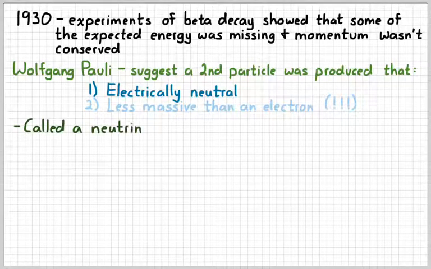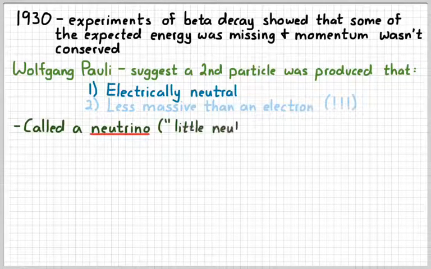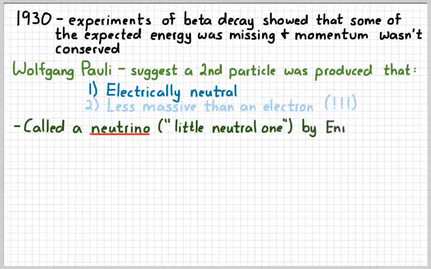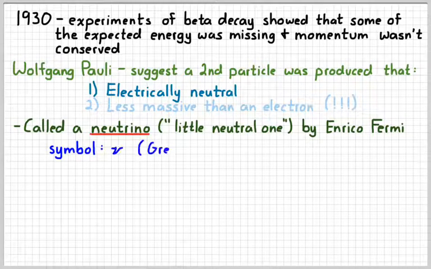This was given a few names over time, but the name that stuck with this particle was the neutrino, which is Italian for little neutral one. That name was given to the particle by Enrico Fermi, who was very important in the development of the atomic bomb. The symbol that we gave this was the Greek letter nu, which is kind of like a slanty V with a tail on the front of it.